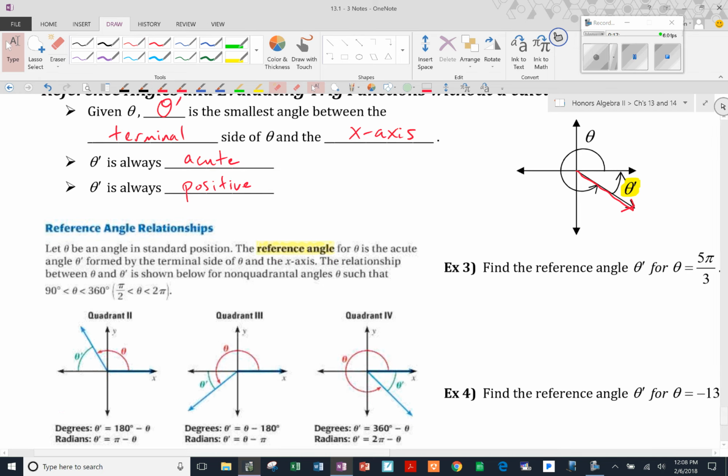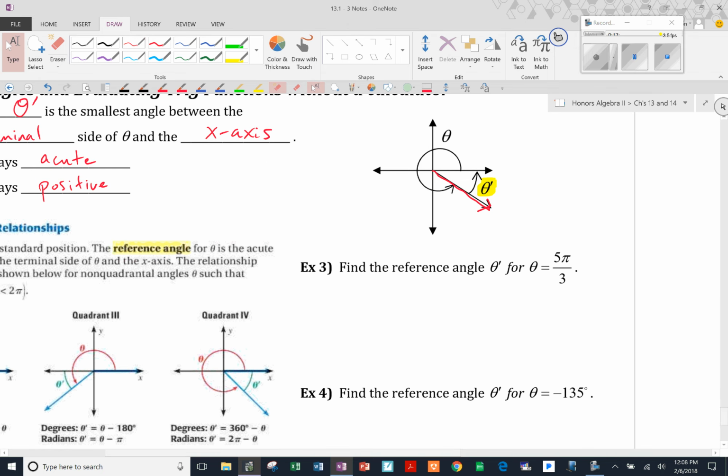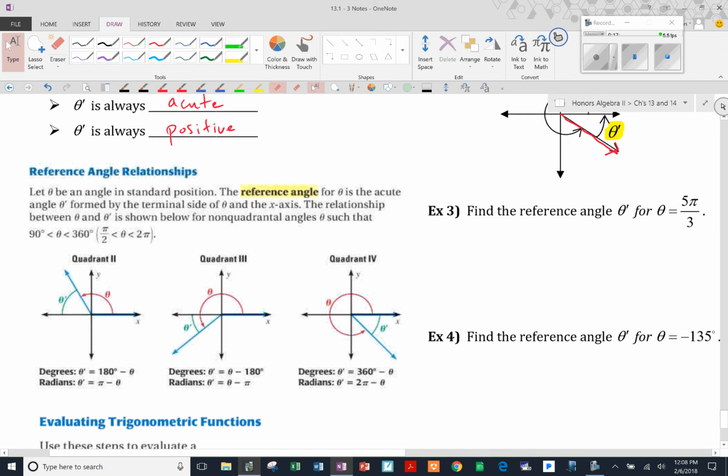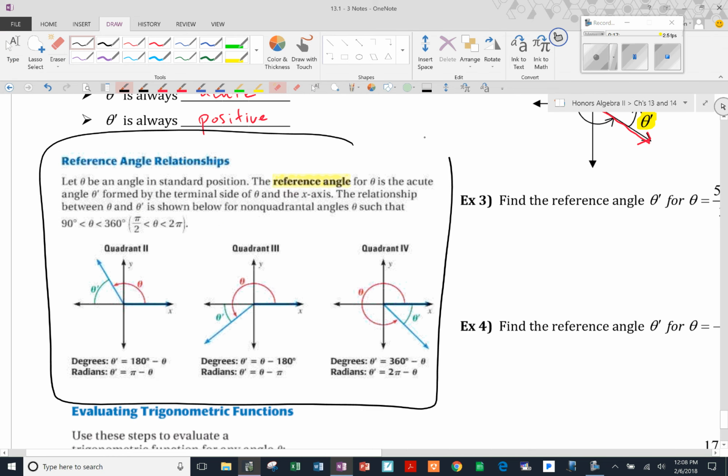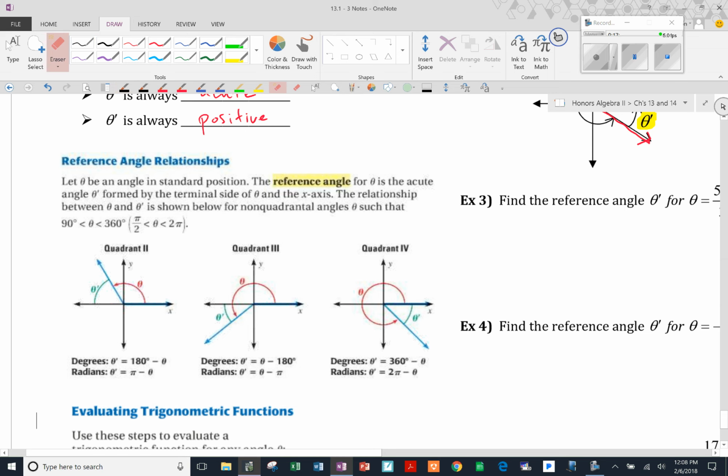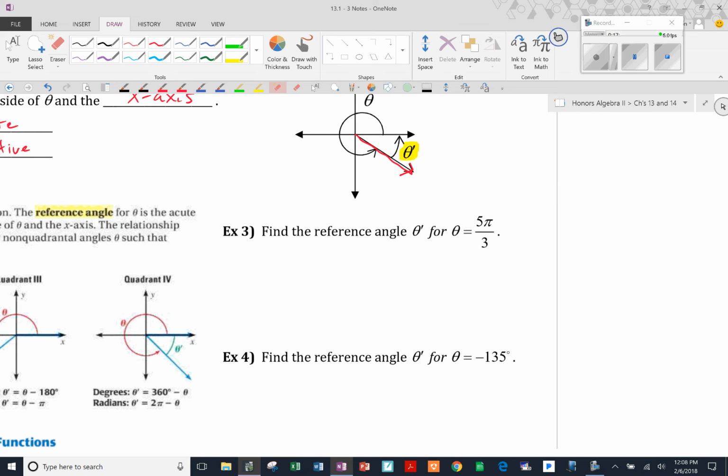Let's just practice finding a reference angle here. Example 3. Oh, actually, before I do that, this is a little blurb I took from your book here. This breaks down exactly how you would find a reference angle using a little expression. I think the best way for us to do it to start with is just using, and this is the way that we'll always do it actually, just using a sketch. So we're going to sketch whatever angle they give us. So that says 5 pi over 3, right?